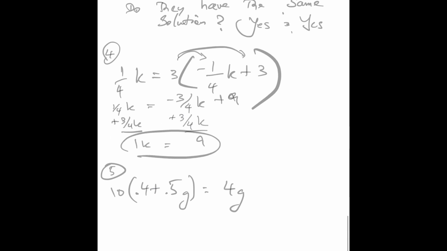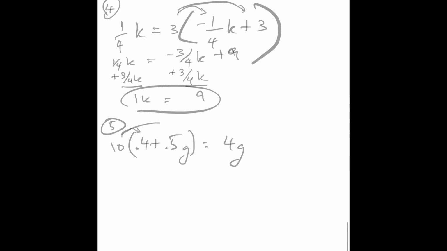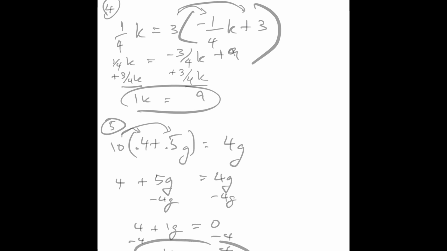And then over here, this is pretty standard, just using decimals instead of fractions. We're going to get 10 times 0.4 is going to be 4, plus 10 times 0.5 is going to be 5g equals 4g. And then we're going to subtract 4g on both sides, getting 4 plus 1g equals 0. We're going to subtract 4 on both sides. And 1g, or just g, equals negative 4. And that's our answer. So that was relatively quick. Once you get the hang of it, I think we're just really making sure that you understand fractions and decimals and are not bothered by them at all.